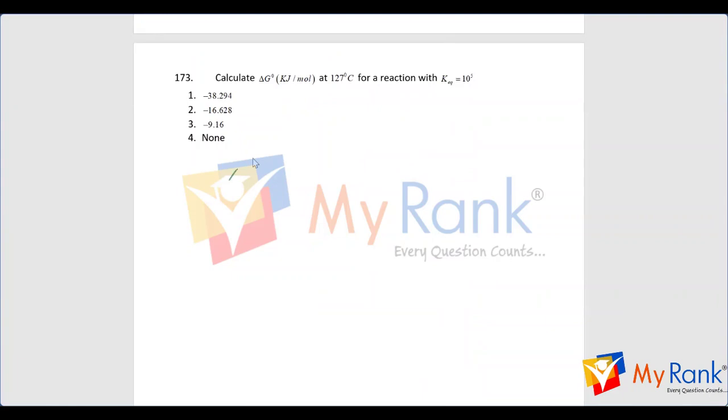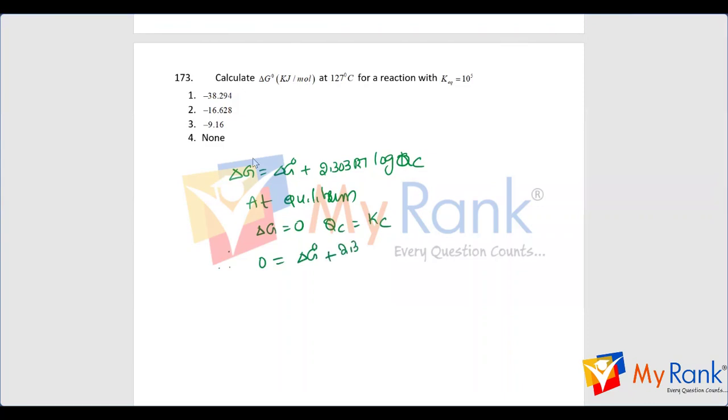Generally from thermodynamics, delta G is equal to delta G naught plus 2.303 RT log QC, the reaction quotient. At equilibrium, delta G is equal to 0, and QC will become equal to Kc. Therefore, 0 is equal to delta G naught plus 2.303 RT log Kc.